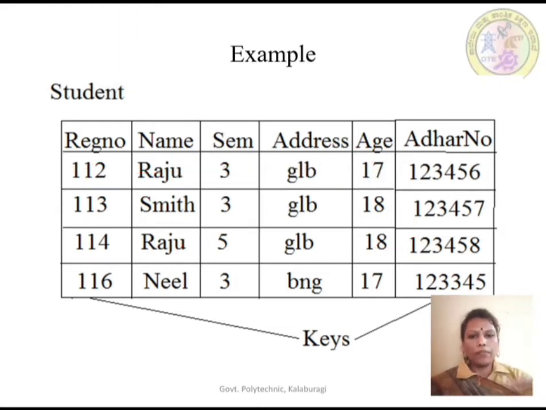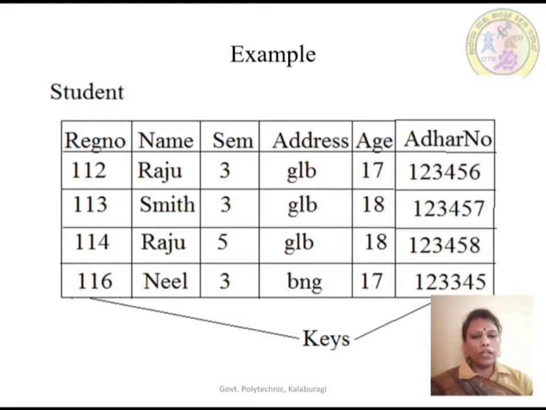That means if I use name to identify a student, then it will not identify a single student because more than one student can be having the same name. More than one student may have the same name, right? So using name I cannot identify a particular student. So I need a unique number to identify a student. So using register number I can identify a particular student, right?